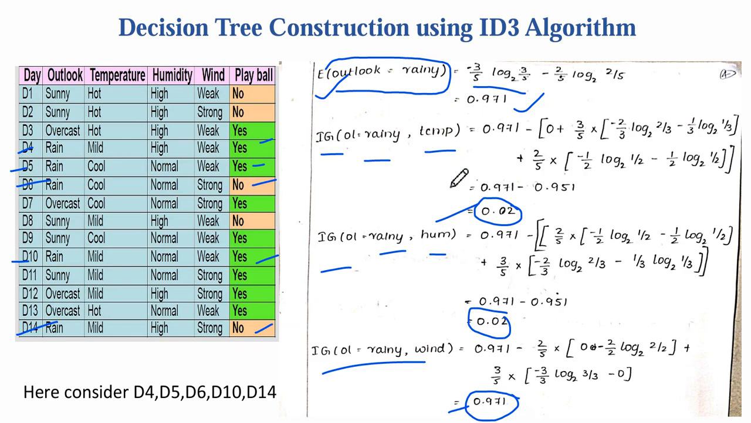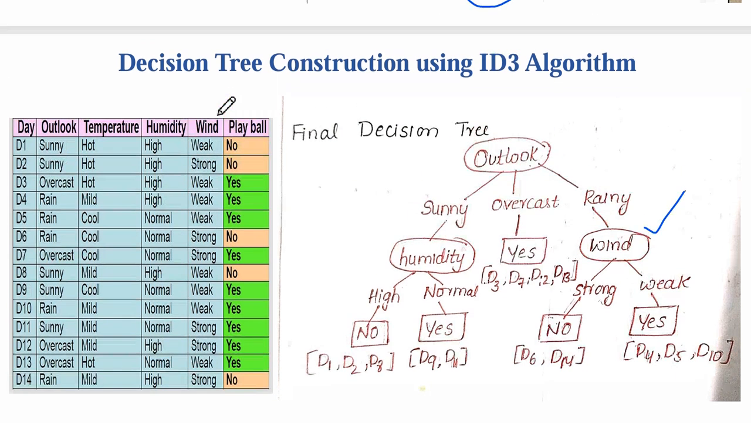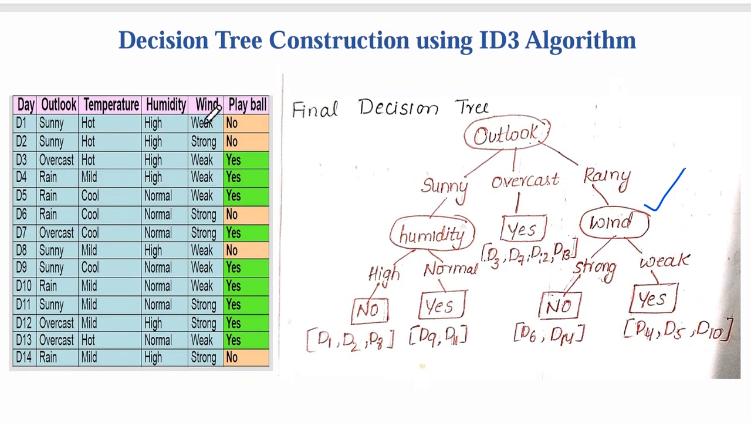0.971 is the more. That's why outlook equal rainy. So wind is the next best feature. Now what are the values for wind? Weak and strong, two values.